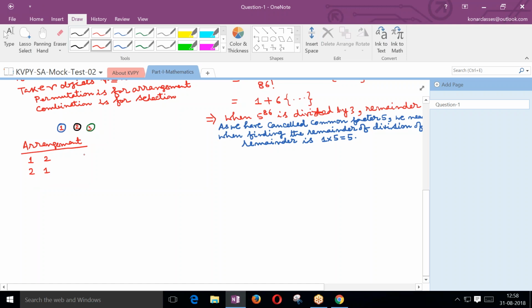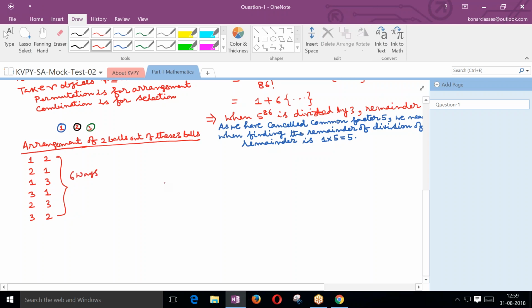So the arrangement of 2 balls out of these 3 balls, what will it be? Let's find out. It can be 1 2, 2 1, then 1 3, 3 1, or 2 3 and 3 2. So how many ways? If you look at this, it is 6 ways.